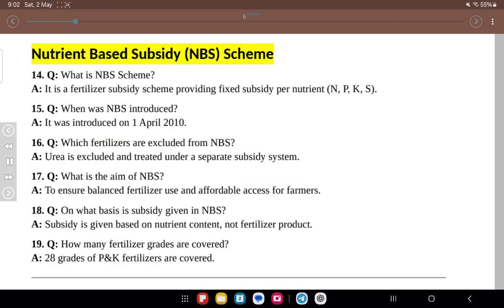Nutrient-based subsidy (NBS) scheme. 14. Q. What is NBS scheme? A. It is a fertilizer subsidy scheme providing fixed subsidy per nutrient N, P, K, S. 15. Q. When was NBS introduced? A. It was introduced on the 1st of April 2010. 16. Q.